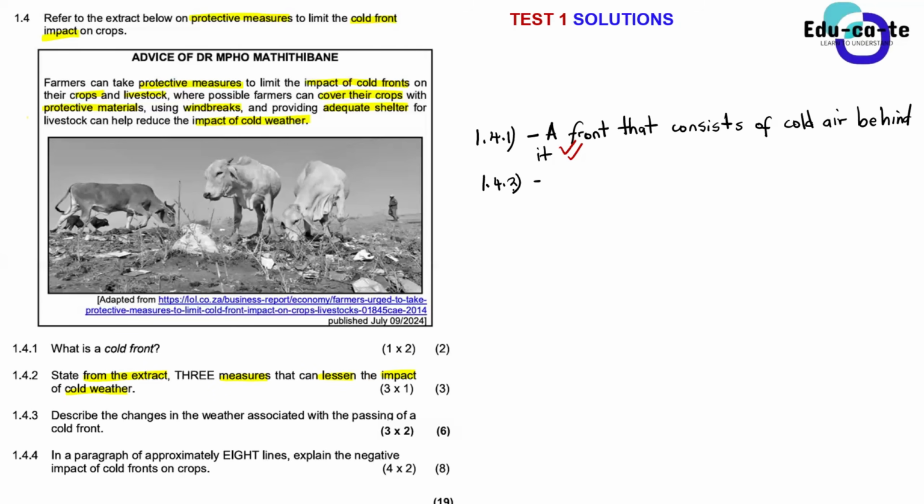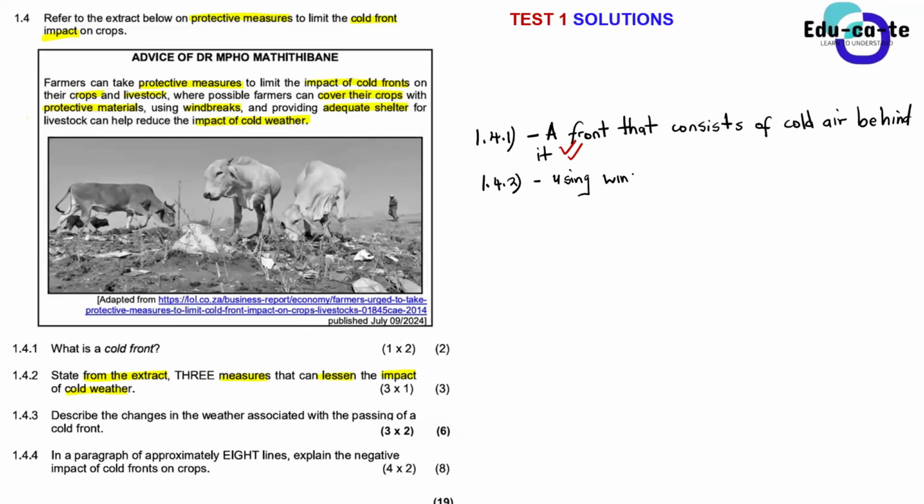Use windbreaks. Yes, we've been told to use windbreaks, because remember that Dr. Mpho Matitibane here says that farmers can take protective measures to limit the impact of cold fronts on their crops and livestock. Where possible, farmers can cover their crops. That's one thing. With protective material, they can use windbreaks, or they can provide adequate shelter. It's something that's written in the extract. So Sam says we can use what? We can use windbreaks. I'm just quoting it exactly as it is.